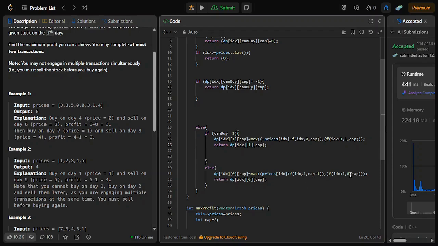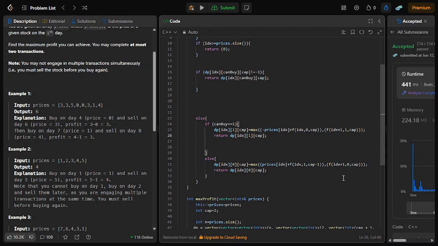And then the second part is the part where we do not sell. So this means that we just increase the index of the days, which means that we are skipping that day, and we are preserving our capability to actually sell, which is indicated by the zero here. And we have cap number of transactions remaining because we are not selling anything on either day, right? And we return this dp.